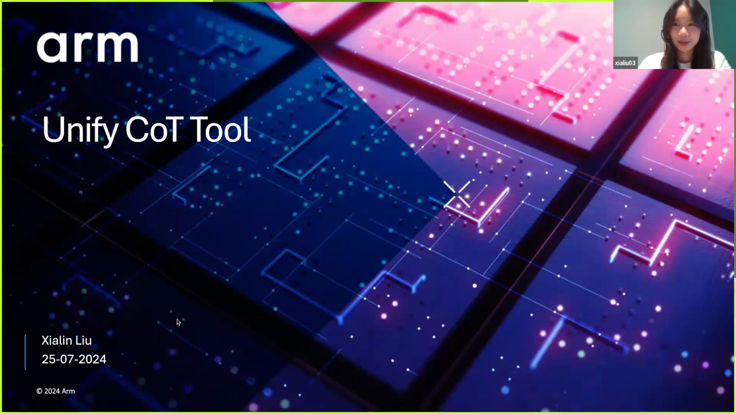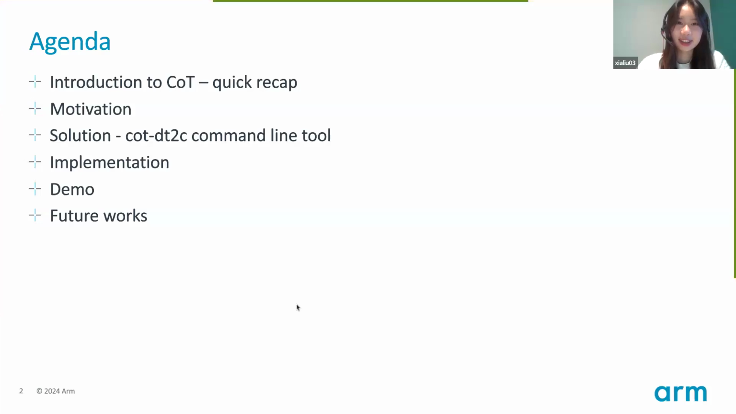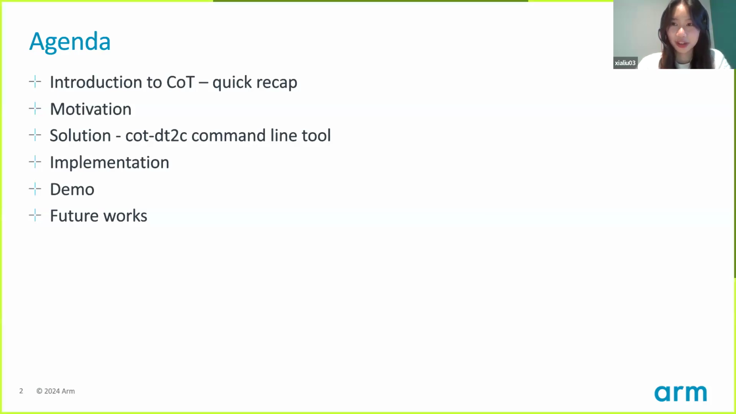Okay, so I'm going to present the unified chain of trust tools today. And this is today's agenda. I'm going to first do a quick recap of what chain of trust is, and then talk about the motivations of this tool. Then I'll talk about this tool in detail, how to use it, and also give a brief introduction to the implementation. And then I'm going to do the demo, and at last talk about the future works, the further iteration of the tools.